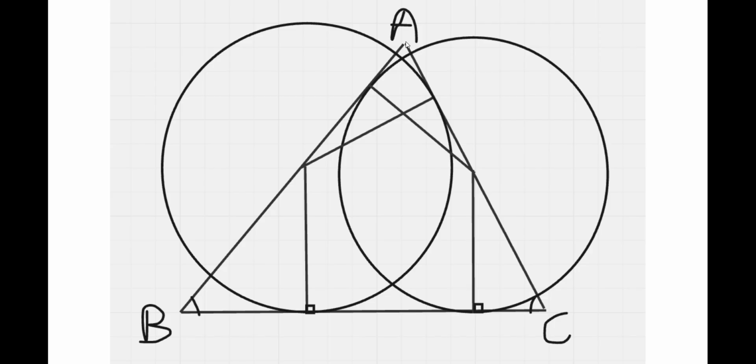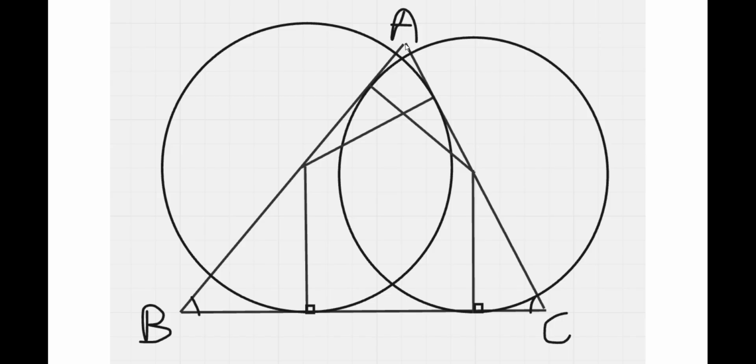Now, since A lies on the radical axis, basically the radical axis is the line such that from any point on that line, the tangents to each of these circles will be equal. And for 2 intersecting circles, it's just the line of which the common chord is a part of, the common chord, right? So that's basically the radical axis. So the tangents from A are equal.